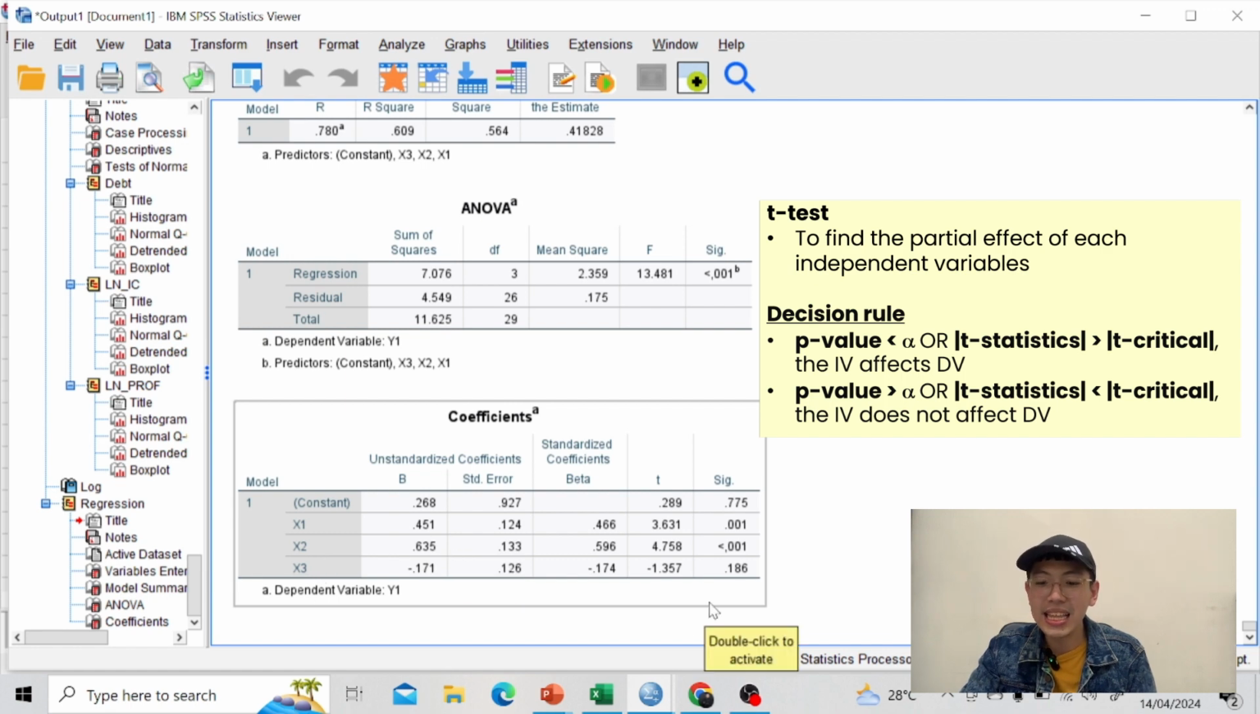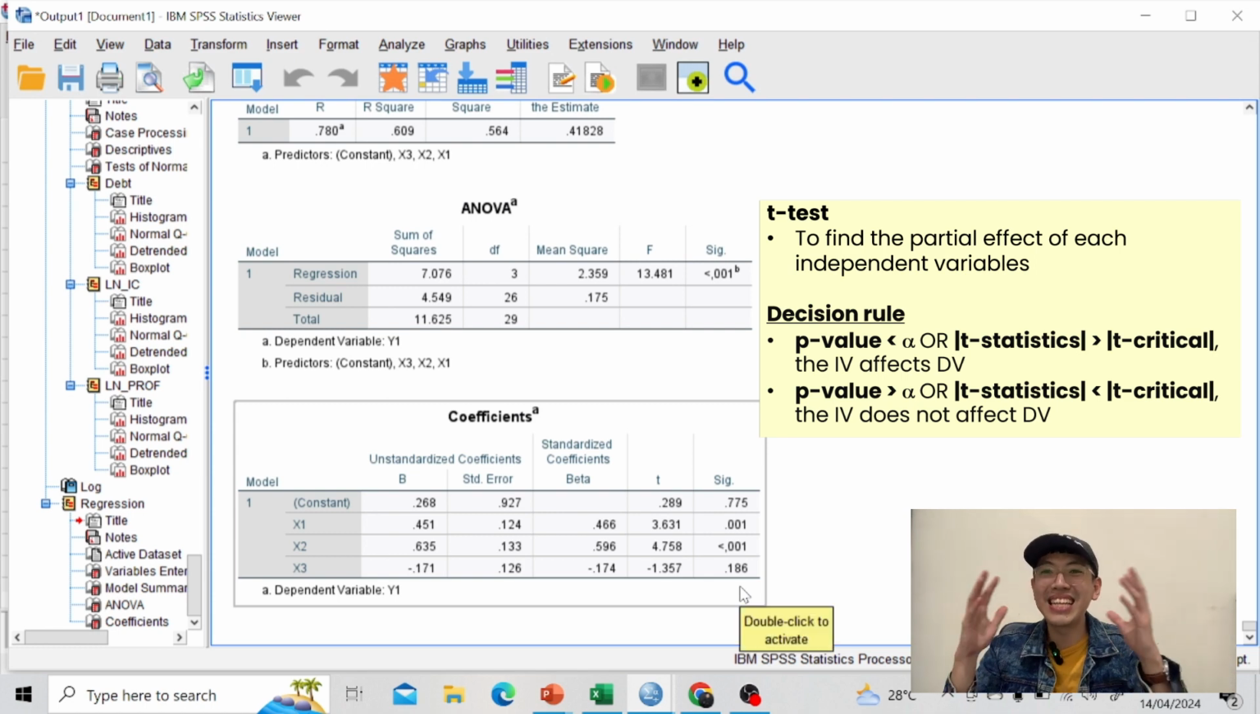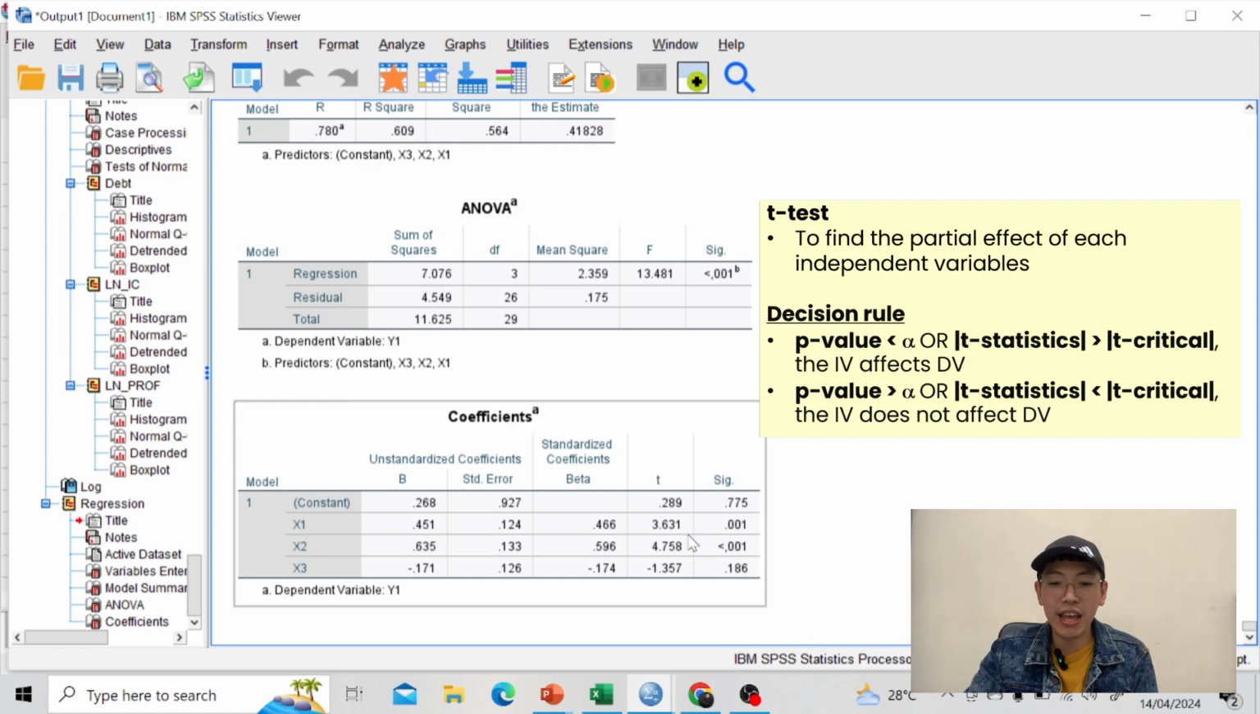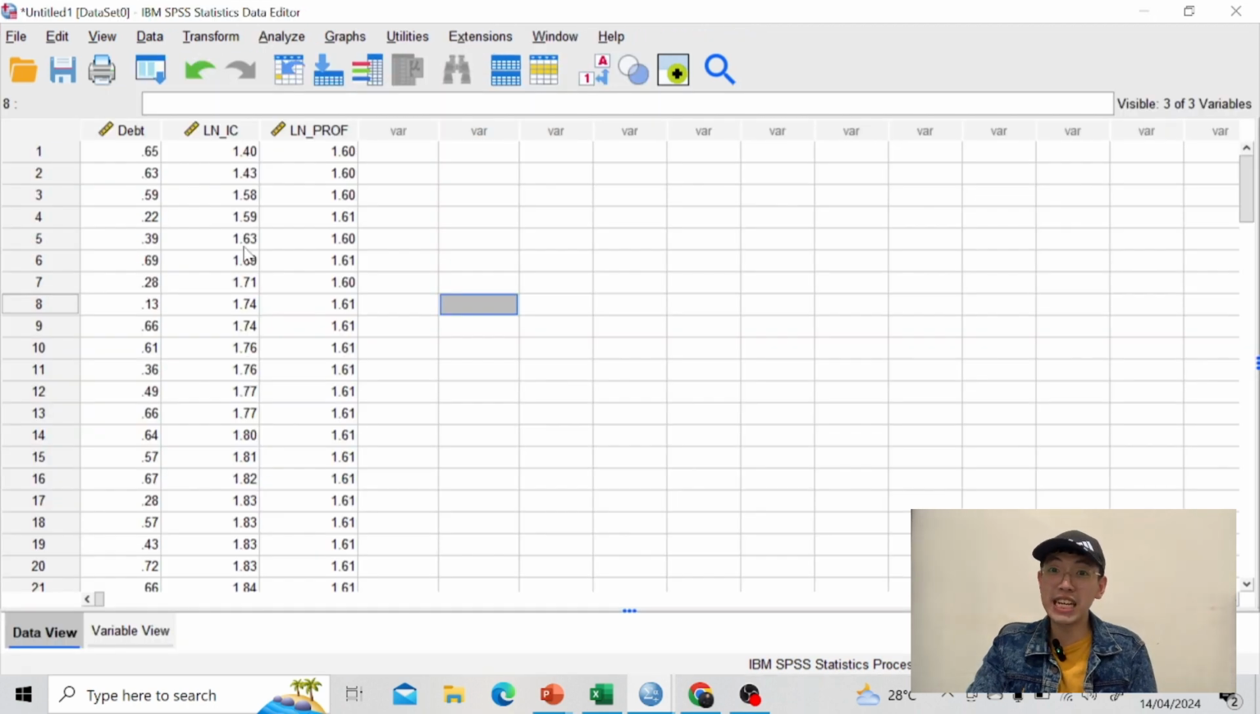While x3, the p-value is 0.186. It is higher than 0.05. Therefore, x3 does not affect y1. If it does not affect, you don't need to find the direction. Even though it is negative, if it doesn't affect, there is no effect. So in this case, x1 and x2 affect y1 positively, while x3 doesn't have any effect. Is it clear, right?